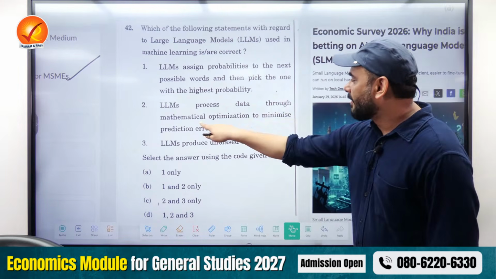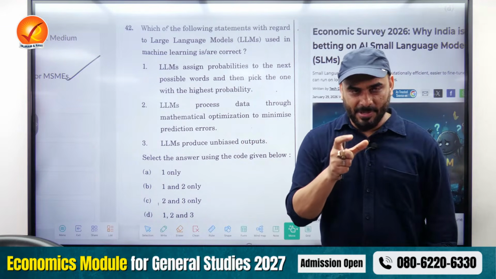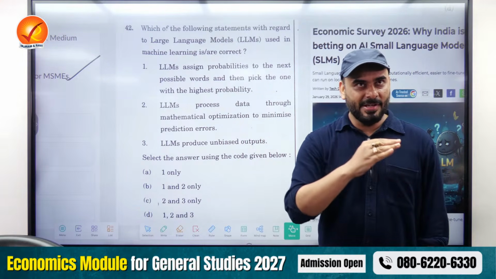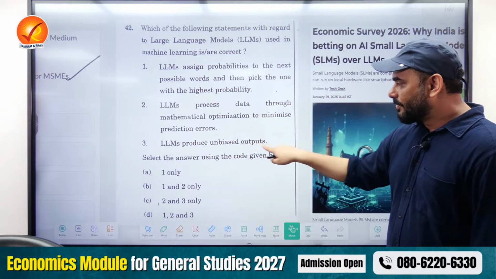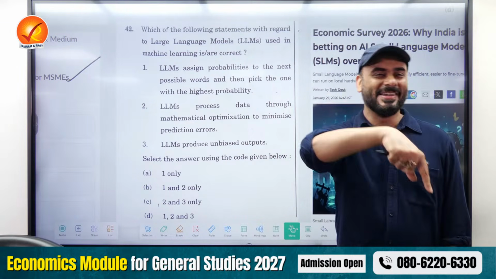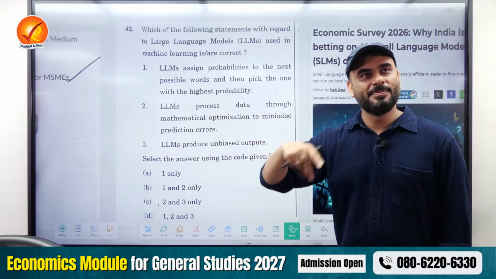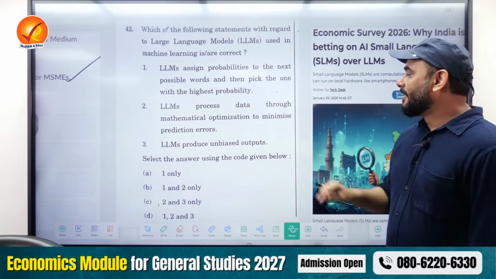LLMs process the data through mathematical optimization to minimize prediction error. Yes, they use mathematical optimizations to remove the errors and to give as good results as possible. So this is the second. The claim that LLMs produce unbiased output is not possible, because if the data is biased, the result is biased. Everything that you get is based on data. Biased data, biased result. So this is wrong. This is how you can answer.